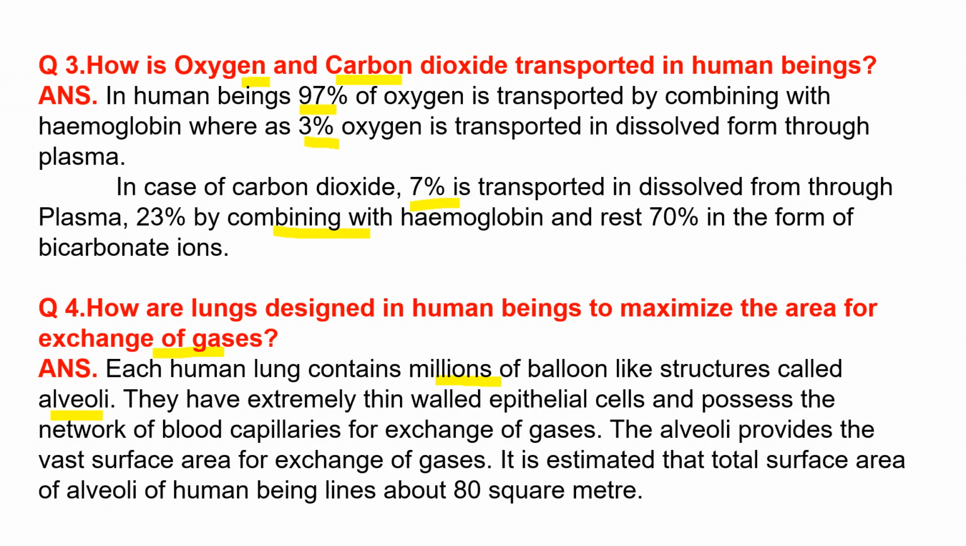The alveoli, students, provide a vast area for exchange of gases. According to one estimate, the total surface area of the alveoli of a human being is about 80 square meters, and 80 square meters is a large area. It is equal to approximately one tennis court. So such a big surface area is provided by the alveoli for better exchange of gases.